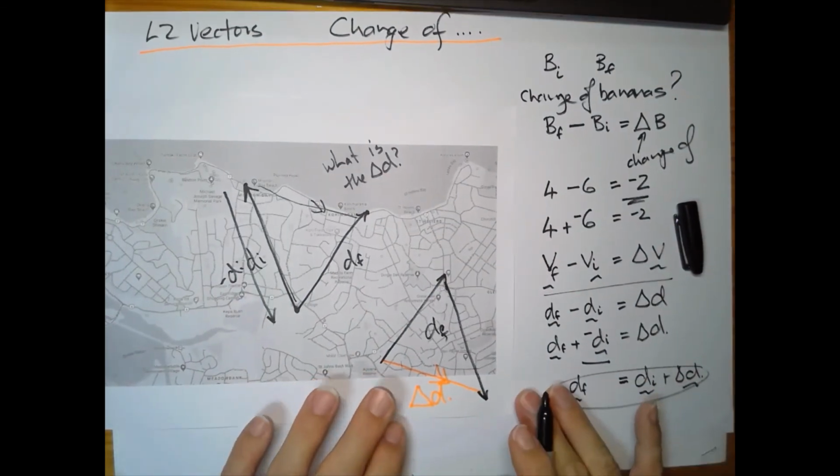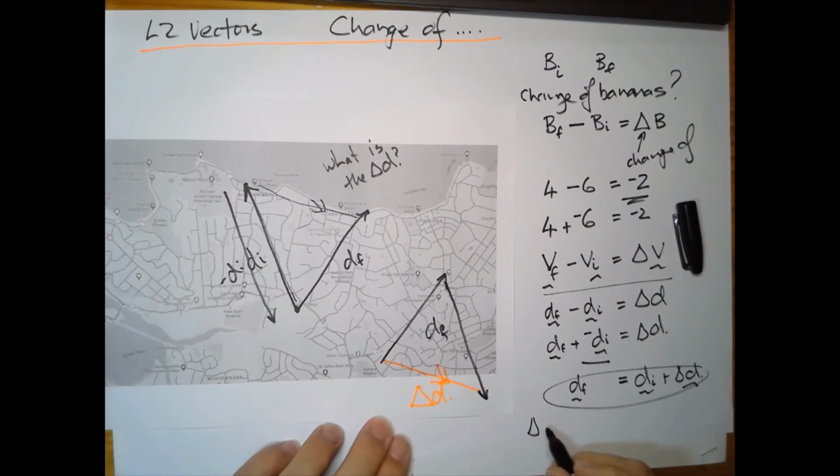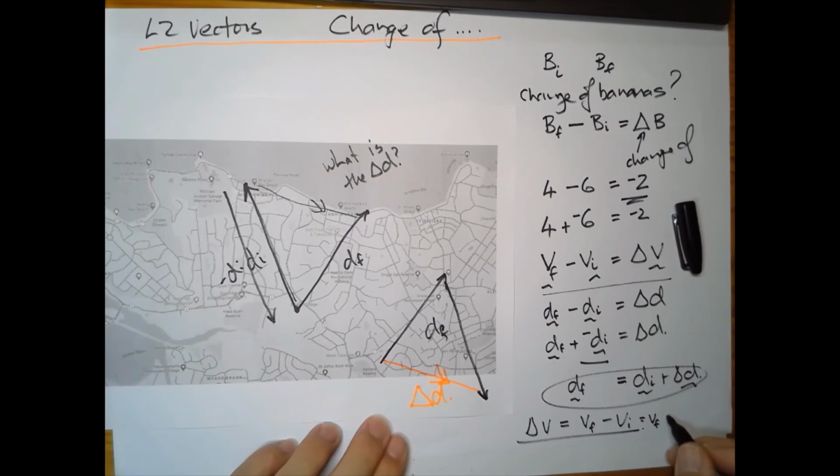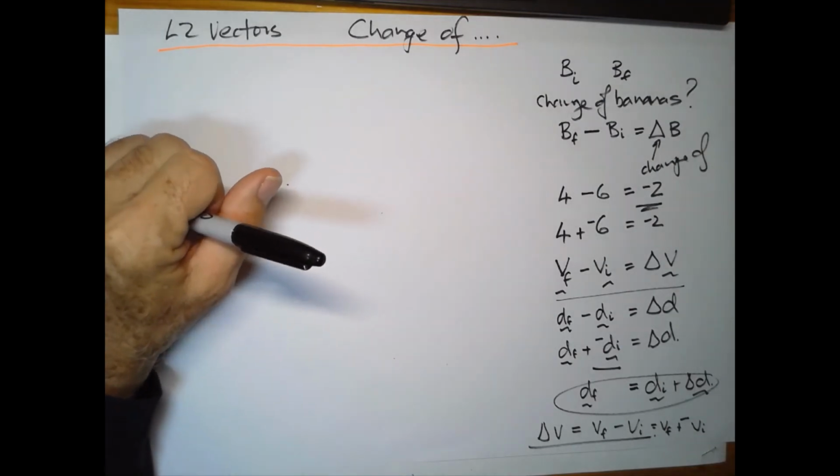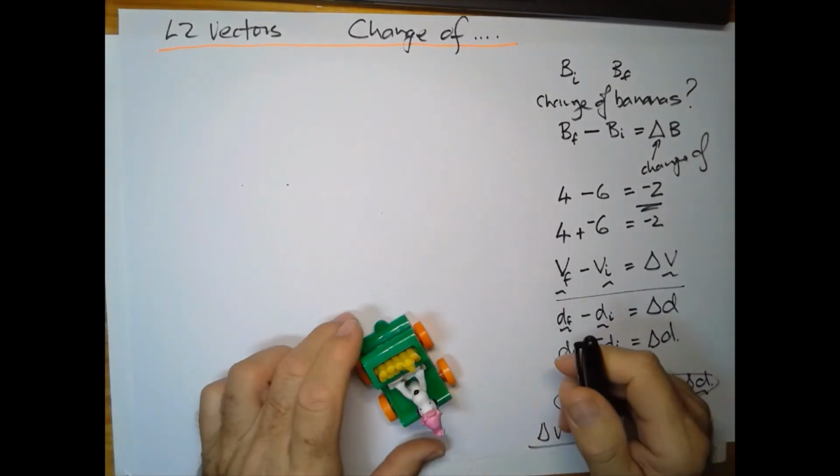So if we want to find the change in a vector, we have the final vector minus the initial vector, and we'll rewrite that as final vector plus the negative of the initial vector. We can look at a particular example. We can look at velocity.